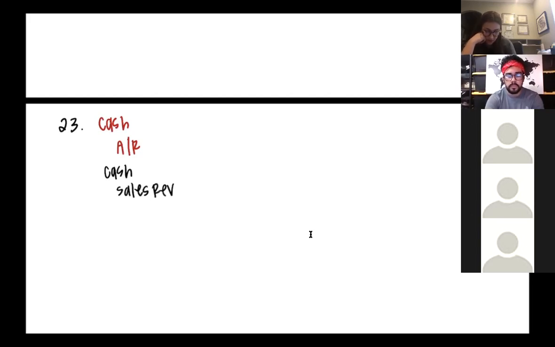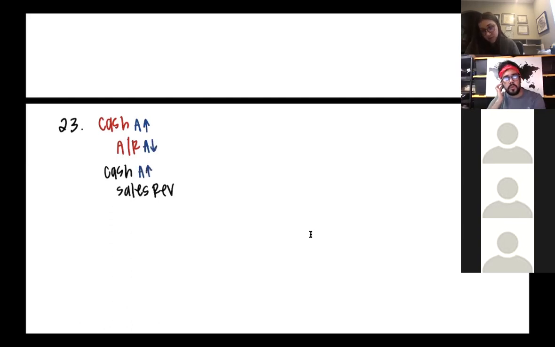So what type of account is cash? Asset. Does debiting it increase it or decrease it? Increase. What about AR? Asset and it decreases. What about sales revenue? Income. Increases what? The net income. Let me just do T-charts really quick.